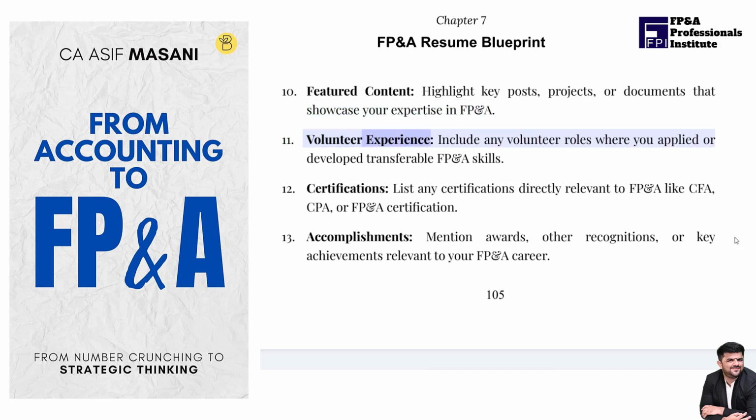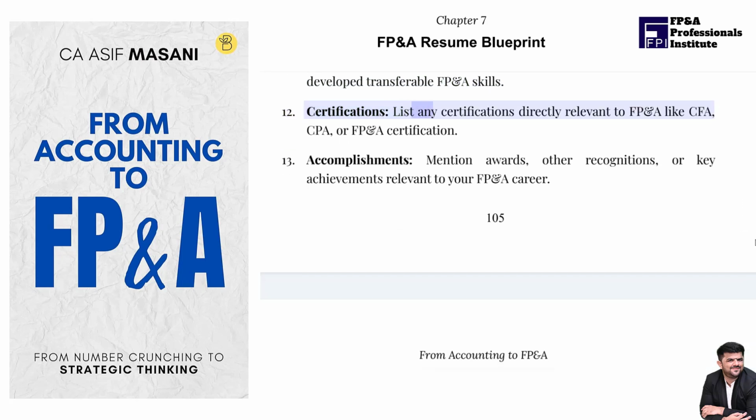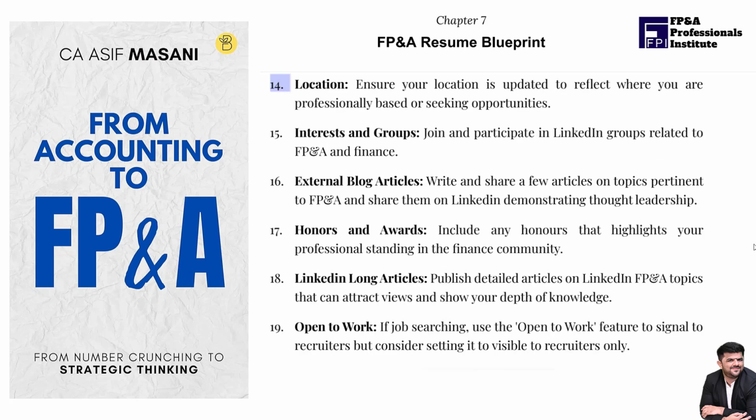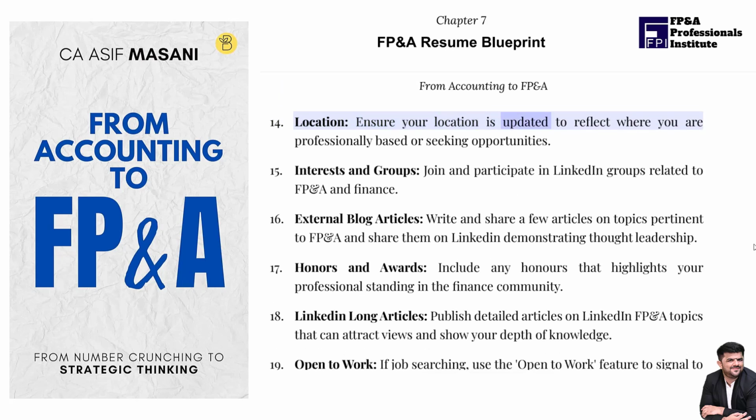11. Volunteer experience. Include any volunteer roles where you applied or developed transferable FP&A skills. 12. Certifications. List any certifications directly relevant to FP&A like CFA, CPA, or FP&A certification. 13. Accomplishments. Mention awards, other recognitions, or key achievements relevant to your FP&A career. 14. Location. Ensure your location is updated to reflect where you are professionally based or seeking opportunities.